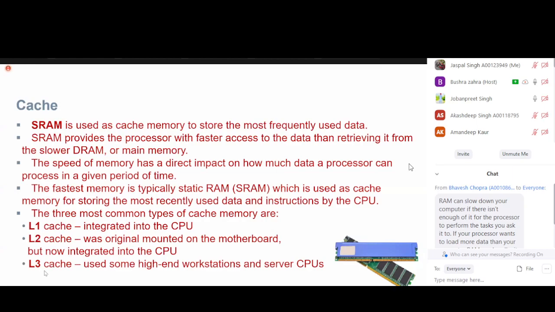Cache has different levels: L1, L2, and L3 cache. L1 was initially introduced and is integrated into the CPU. It is a part of the CPU. L2 cache was originally mounted on the motherboard, closer to the CPU, because the main memory is a little bit farther, but now it is also integrated into the CPU.